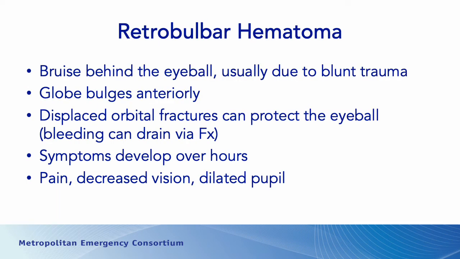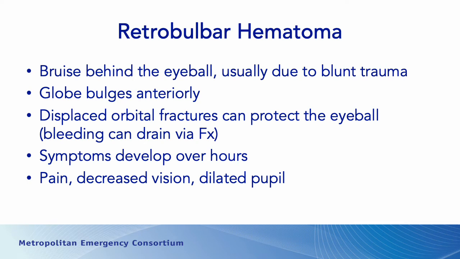A little bit about retrobulbar hematoma. That's a bruise behind the eyeball. It's usually due to blunt trauma. The blood behind the eyeball pushes the eyeball out, so the eyeball is pushing forward and it kind of bulges out. They often are associated with orbital fractures, but that's a good thing because with orbital fractures, the blood behind the eyeball can drain out into the nose or other places, which can decompress the orbit. That's a good thing. Symptoms tend to develop over hours.